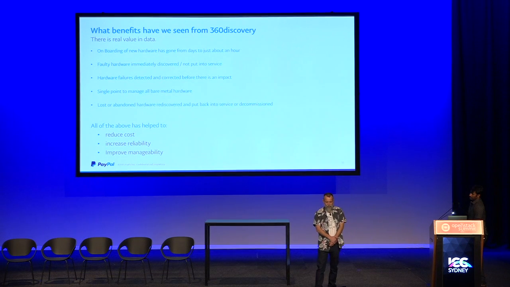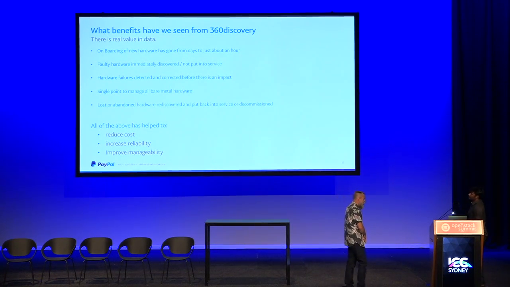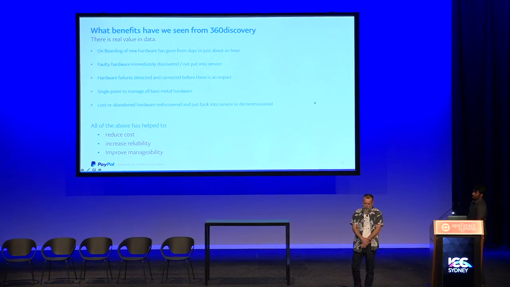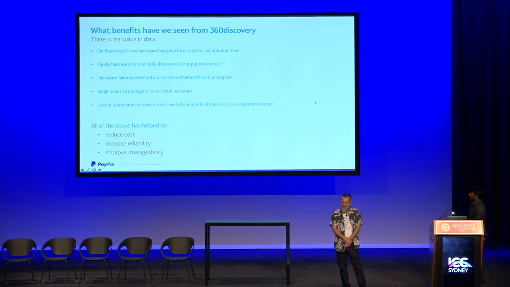The benefits that we have seen so far: the onboarding of new hardware used to take days, but now it's less than an hour. Because there is no manual intervention, it's all done through DHCP find. So it's within an hour, mostly. As we mentioned, the processor is in a tight loop. It finds all the faulty hardware as quickly as possible, and as failures are detected, they are corrected before actually making an impact to the infrastructure.